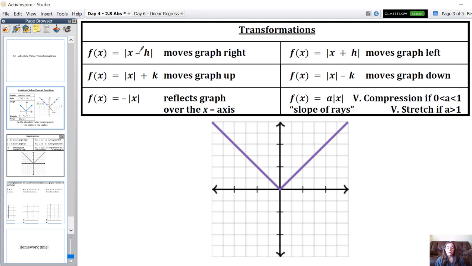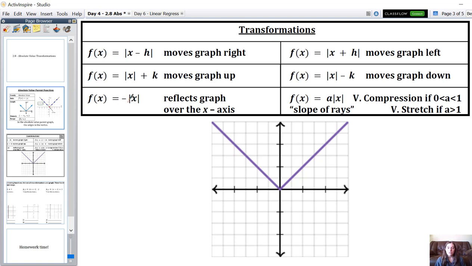Inside of our absolute value, if it has x minus a number, our graph is going to shift to the right by that amount. So if it says x minus 1, our graph is going to shift to the right 1. If it says x plus a number, it's going to shift to the left by that amount. If we're adding a number outside of the absolute value, so we have the absolute value of x plus a number, that's going to move your graph up. If you're subtracting a number on the outside of your absolute value, that's going to move your graph down.